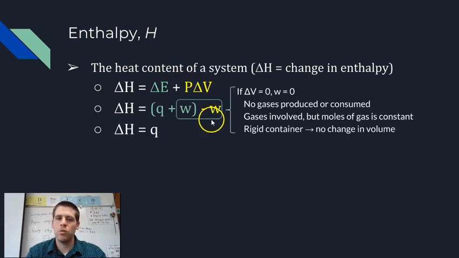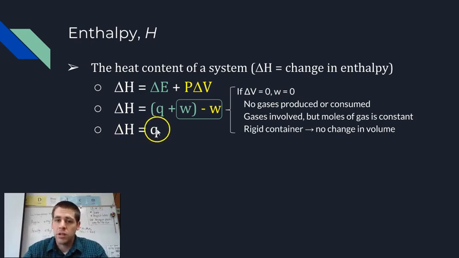So in scenarios where we don't have a change in volume, meaning we have a rigid container, or there's no gas produced or consumed, or we have gases that are being consumed and produced, but we have the same moles of gas on both sides. If the volume isn't changing, then there is no work, right? The only work that we're going to talk about is when there's an expansion of a gas or the compression of a gas. And so if those are zero, then enthalpy essentially is Q.